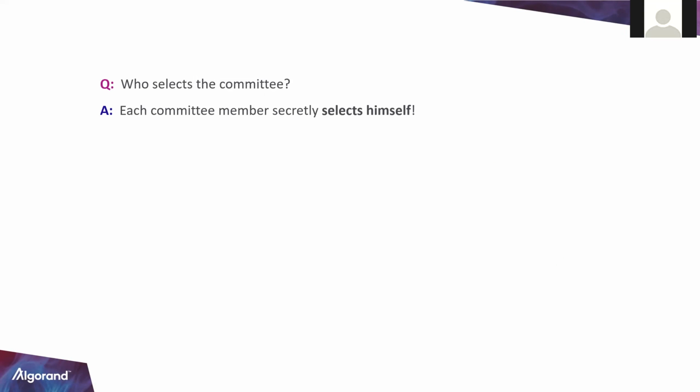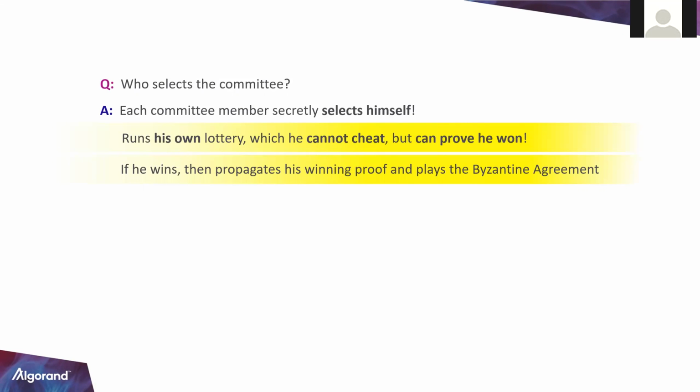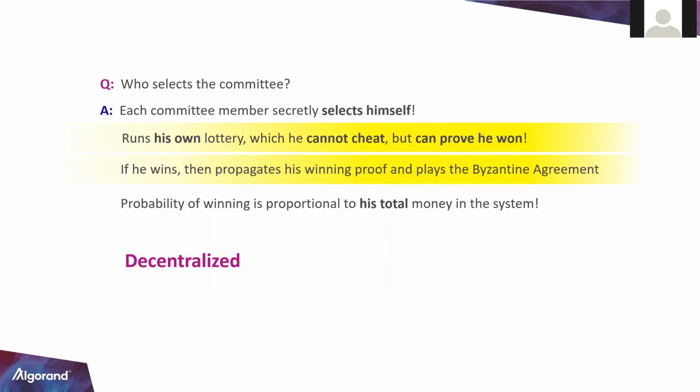Okay, so just to test whether you have gotten the key ideas. Who selects the committee? The committee members select themselves. Each committee member secretly selects himself in the self-lottery, and he propagates his winning proof and then plays the Byzantine agreement. And importantly, the probability of winning is proportional to his total money in the system. It's not about how much money you can lock up, it's really about how much money you have in total.